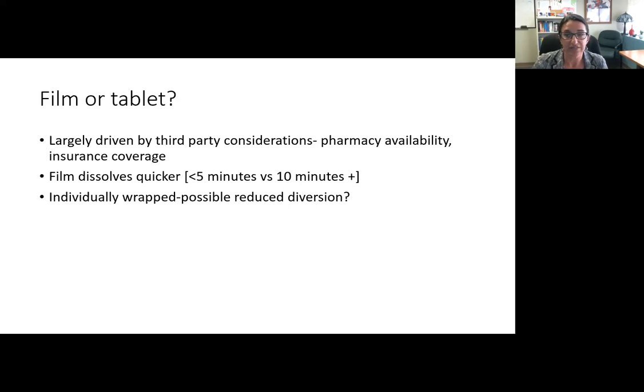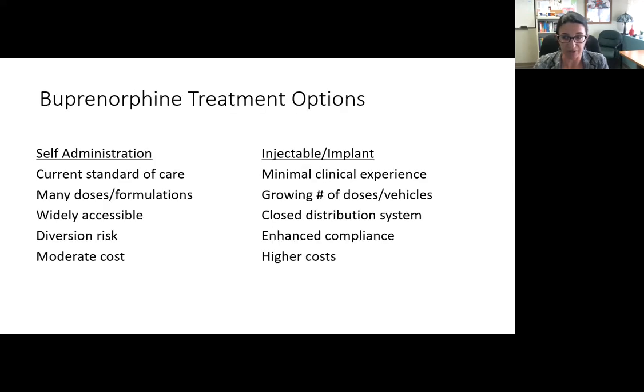In terms of the film versus the tablet, this was really driven mainly by third-party considerations. So how available and if the insurance is covering it. Usually now the film is covered. The film tends to dissolve a little bit quicker. Sometimes people have different responses in terms of the taste and tolerance of it and may prefer the tablet, but usually the film works well. And the individual wrapping is meant to make it safer and possibly decrease diversion, especially to individuals who could be harmed, such as children getting into medication. Still want to store it locked.